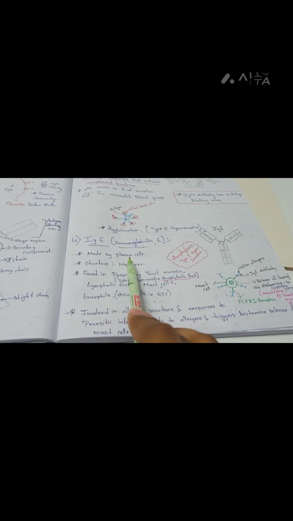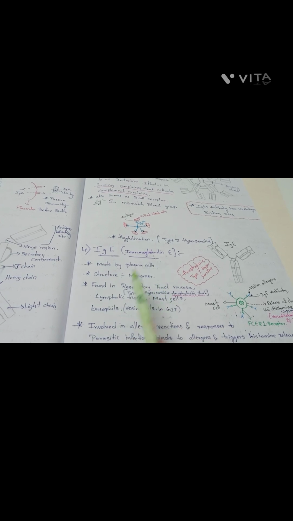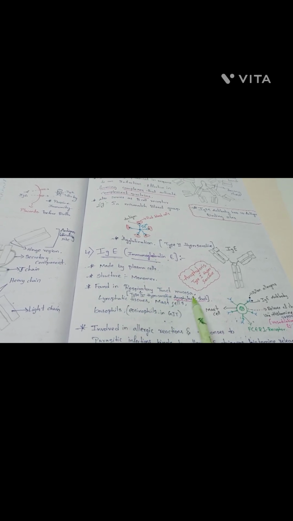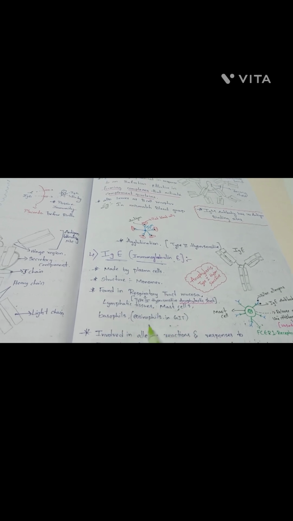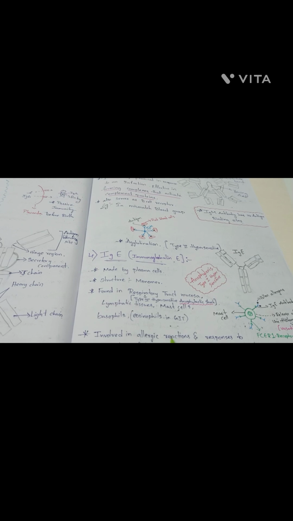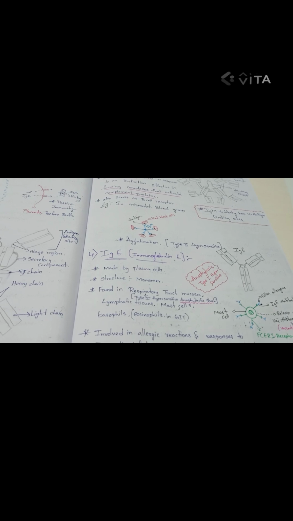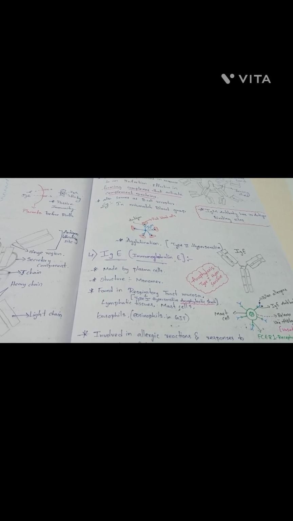The next one is IgE, immunoglobulin E. It is made by plasma cells. Structure: it is a monomer found in respiratory tract mucosa, lymphatic tissues, mast cells, basophils, and eosinophils in GIT. It is involved in the allergic reactions and responses to parasitic infections, and binds to allergens and triggers histamine release from mast cells. As you can see in this diagram, it is a mast cell.